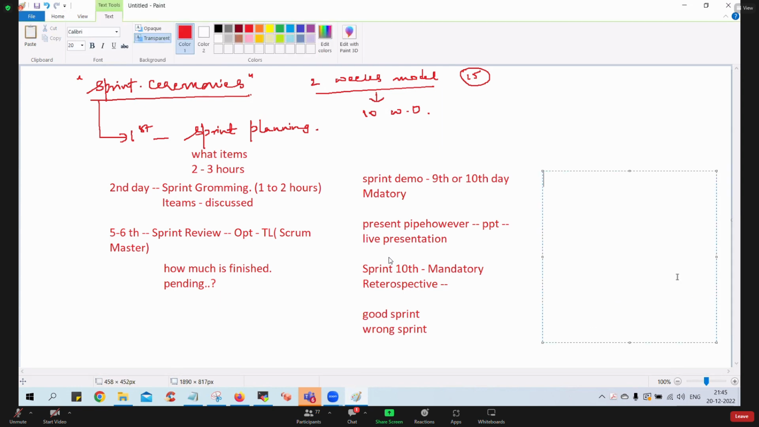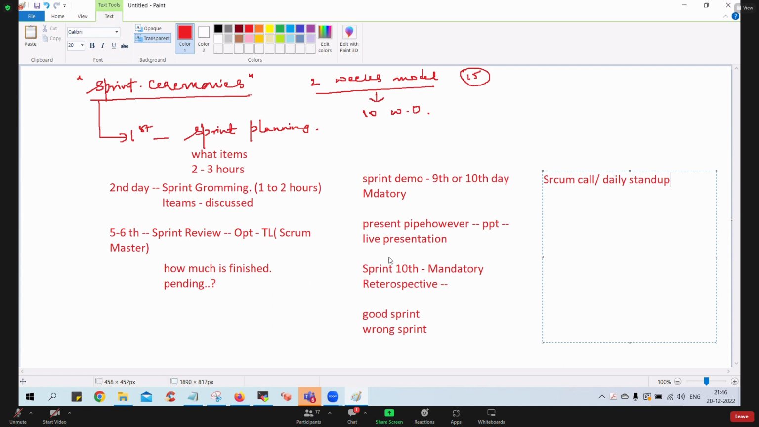And there is one more thing which happens every day. On every day, you'll have something called a Scrum call. People also call this the daily stand-up. Scrum call or daily stand-up, guys. This happens every day.